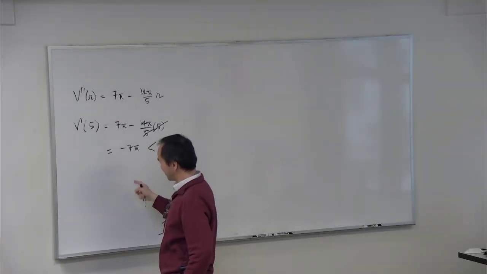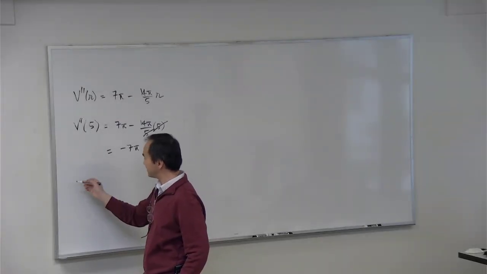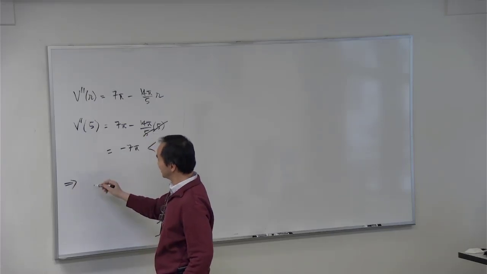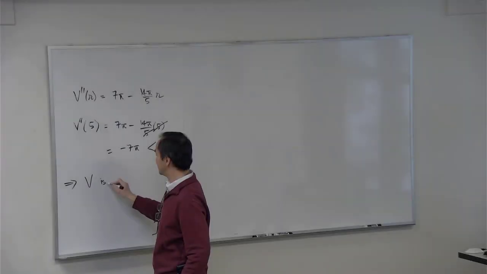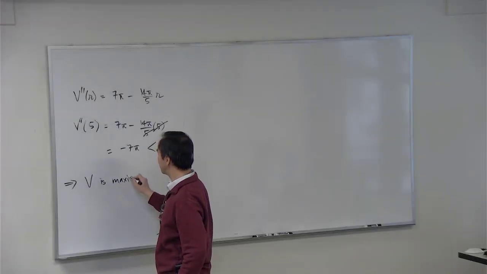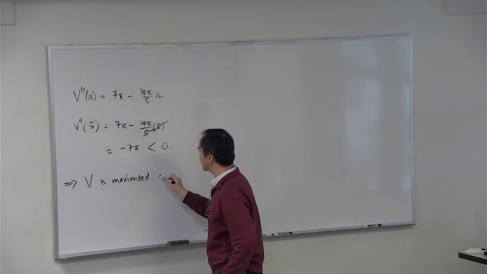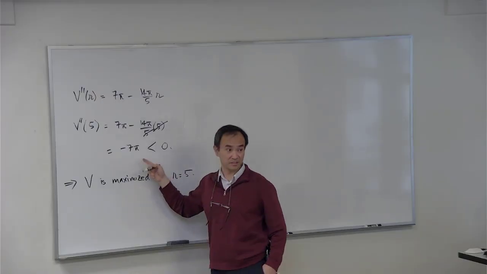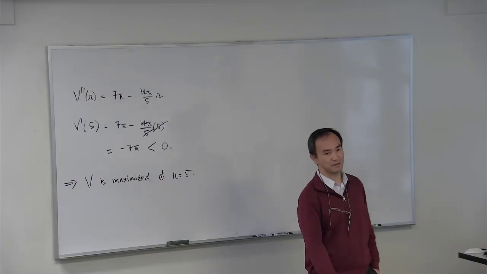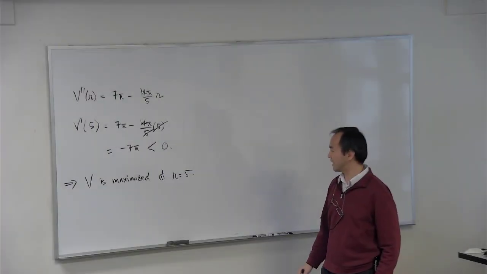But see, here's the thing. Now that is enough to lead to saying what? The volume here is maximized. It's maximized at r equals 5 due to that second derivative test. See what I'm saying now? At r equals 5.